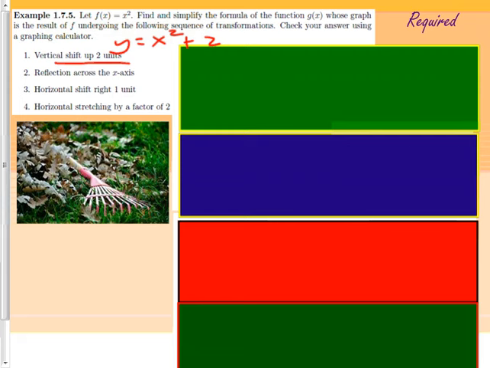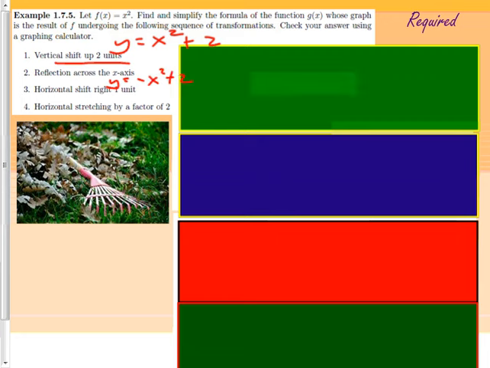Okay, and then it's got to reflect across the x-axis. Wait a minute, now which one is that? Is that horizontal or vertical if it's going over the x? Would you agree that this is the x-axis? Going over that then, what is it, vertical or horizontal? It's a vertical. Vertical reflect. So where do I put the negative, on the inside or the outside? Outside. So now we're up to y equals negative x squared plus 2.